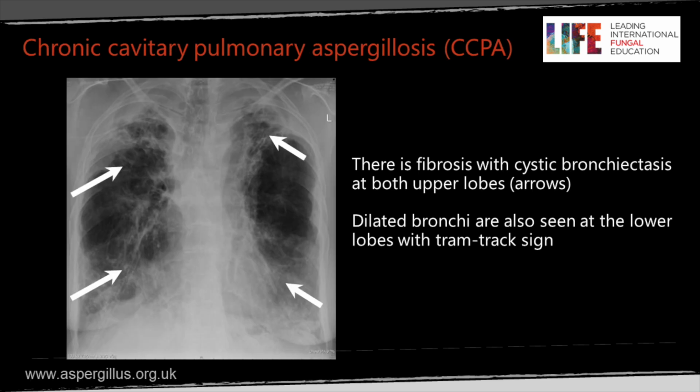I mentioned before that the ABPA can lead on to other forms of aspergillosis where the aspergillus is growing within the lung, and this is an example of a patient with chronic cavitary aspergillosis. You can see that there are dilated, thick-walled bronchi, particularly down in the lower lobes. There's this tram-line appearance. That's a non-specific feature of bronchiectasis. That doesn't mean you've got ABPA.